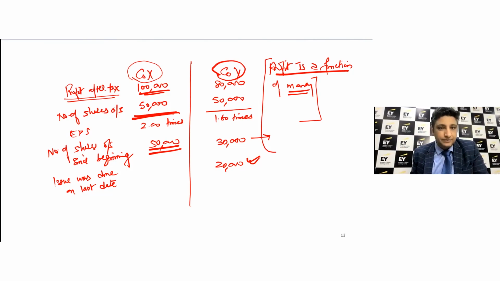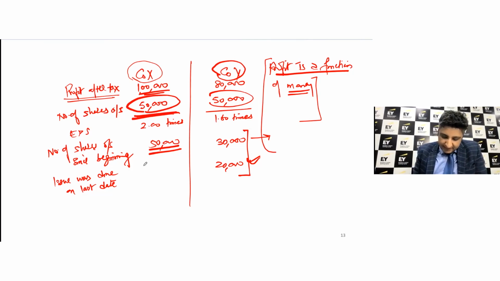Which means what? It means I need to calculate not the number of shares outstanding at the end of the period, but the weighted average number of shares outstanding for that particular period. It simply means I would look at the number of days or number of months, whatever we want to calculate. So we may say this is available for 12 months.